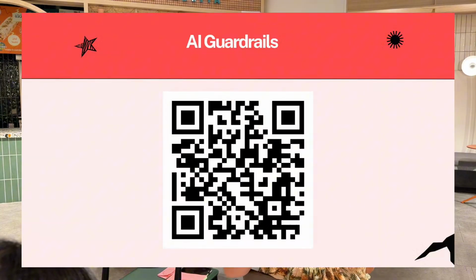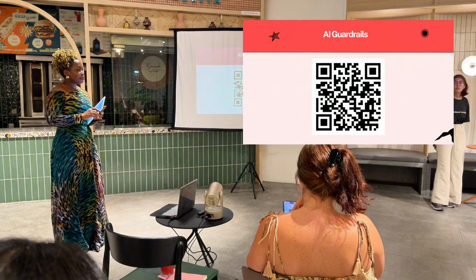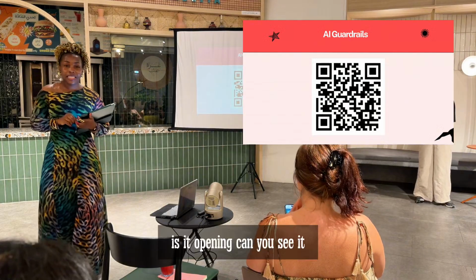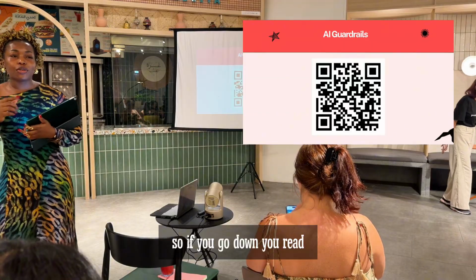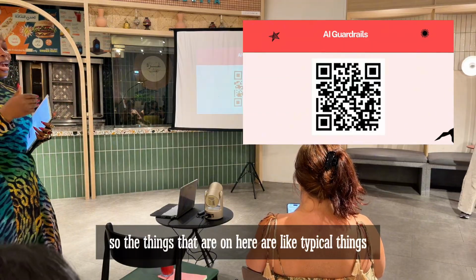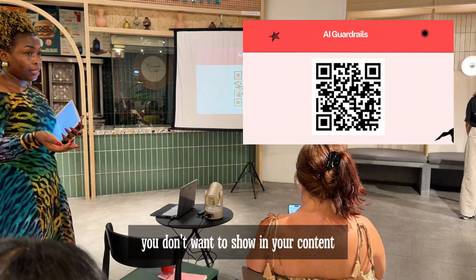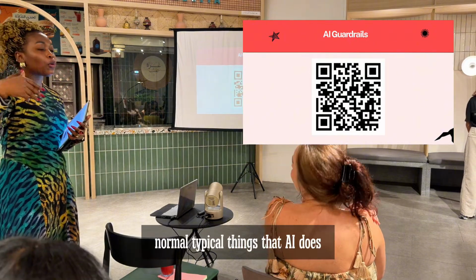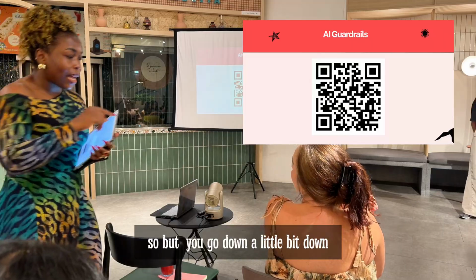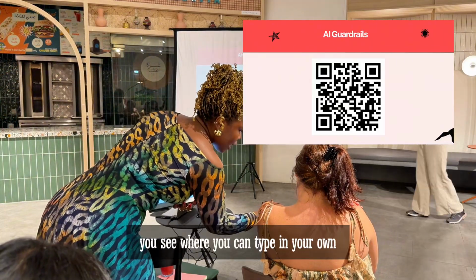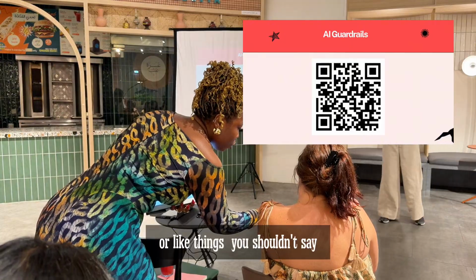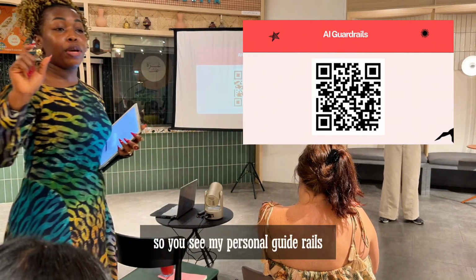So let's go to the next thing. Scan this, guys. Again, this is technology. Is it opening? Can you see it? If you go down, you read. The things on here are typical things that AI does that you don't want to show in your content. These are the normal, typical things that AI does. Then if you go a little further down, you see where you can type in your own things you shouldn't say. So you see my personal guide rails.